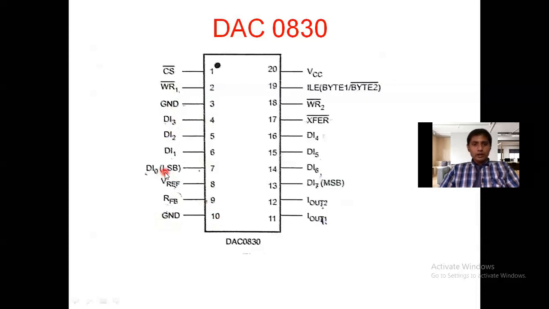Then DI0 is the LSB bit and DI7 is the MSB bit. So the DAC 0830 contains 8 digital lines, DI0 to DI7. All these digital pins are used for receiving data from any digital device, maybe from the processor data bus. Now these 8 data lines are connected to the processor data bus, or to any port of 8255. So the DAC will receive data from any digital device, which includes 8086 or 8255 or any other digital device. From those, the DI0 to DI7 bits are used to receive data.